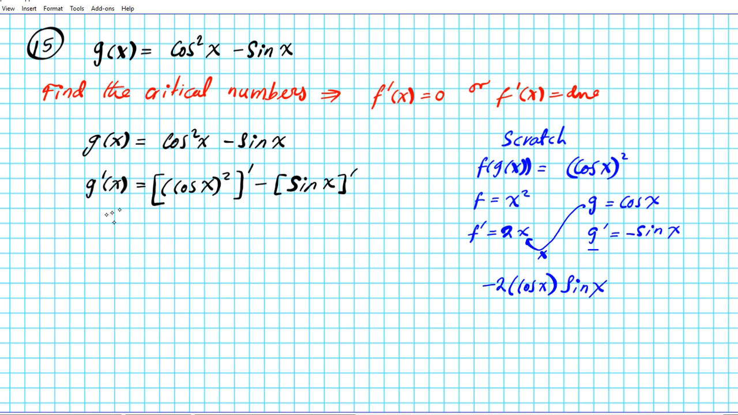Let's apply that here, inserting it into the derivative of g. The derivative of this is negative 2 cosine x sine x, applying the chain rule. And the derivative of sine is cosine, so we have negative cosine x. So we have g prime.